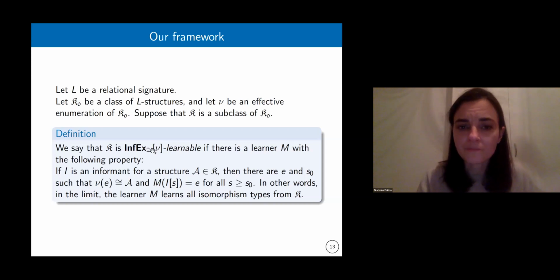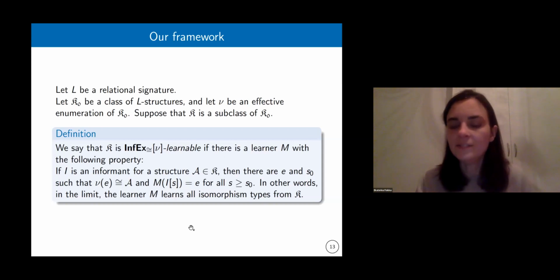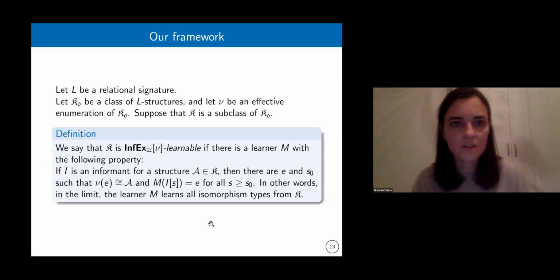Yeah, so this isomorphism here stands for this isomorphism. So we learn our structures really up to isomorphism. So our hypothesis should really describe, up to isomorphism, the structure that we are seeing. And nu is the enumeration. Okay, so these are the formal definitions.